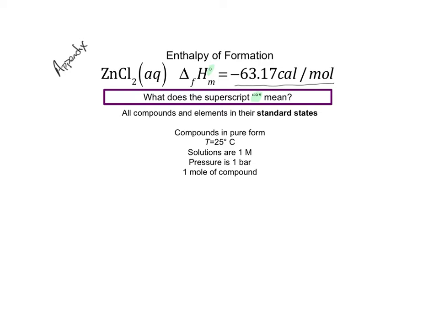Now, our first question is really, you see there is this little degree sign on this delta H. And the first thing we have to figure out is, what does that mean? What it means is that all compounds and elements are in their standard state. So compounds are in their pure form. That means that they're in the form that they would exist in nature, how we would find them. The temperature is at 25 degrees C or 298 Kelvin. All solutions are 1 molar. The pressure is 1 bar. And everything is for 1 mole of compound.